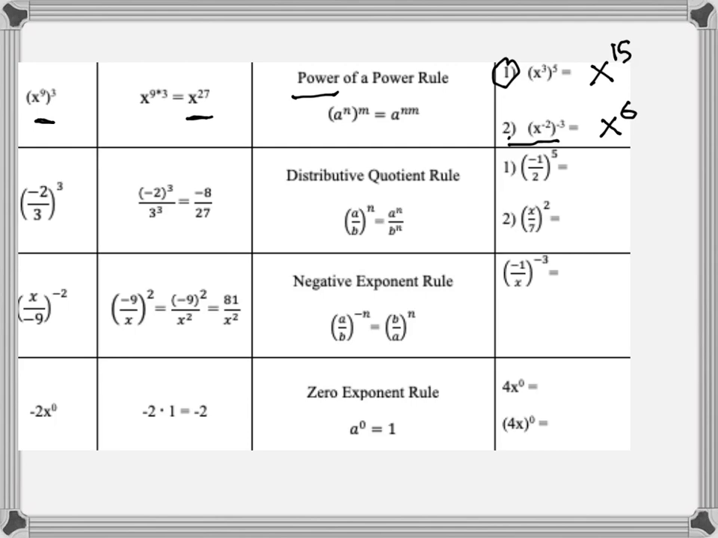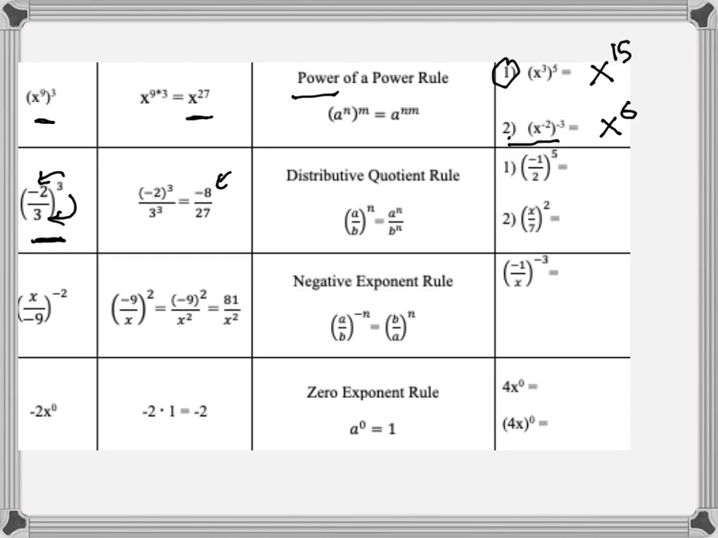Just like there's a distributive rule for products, there's a distributive rule for quotients. So if we look at this example on the left, the exponent 3 that is outside of the parentheses needs to be distributed to the numerator and denominator. In the numerator, we have negative 2 to the power of 3 is negative 8, and on the denominator, 3 to the power of 3 is 27.